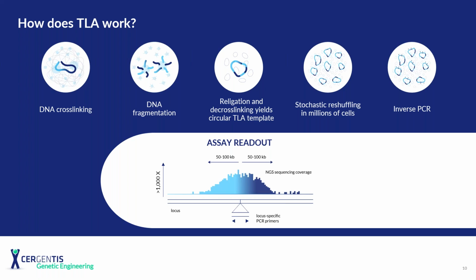So the assay readout looks like depicted in this image. The generated sequencing coverage looks like a bell-shaped curve, and coverage will be highest next to the primer binding site and decreases the further away the sequences are from the designed primers. So with this method, we are able to identify the integration sites, structural changes surrounding the integration sites, and single nucleotide variants.